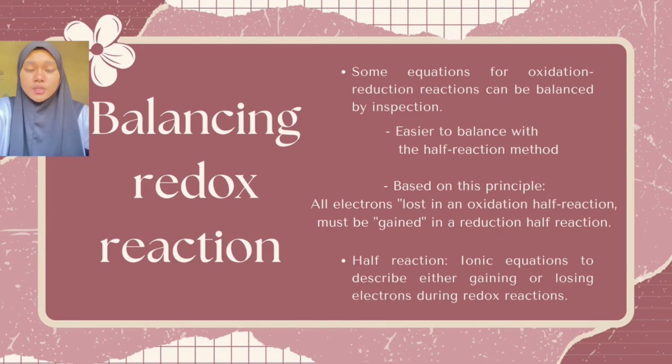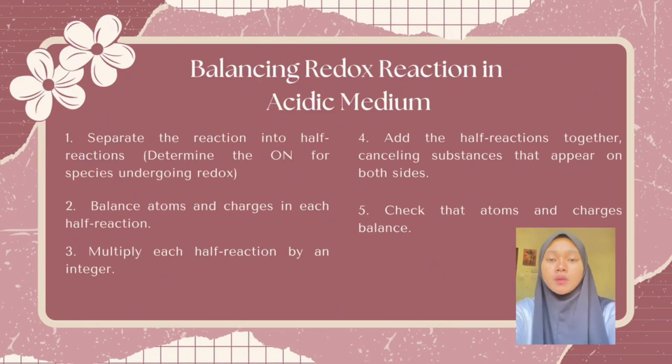Based on this principle, all electrons lost in oxidation half reaction must be gained in a reduction half reaction. Half reaction, a unique equation to describe either gaining or losing electrons during redox reaction. Balancing redox reaction in acidic medium. Number 1, separate the reaction into half reaction determined on the oxidation number for species undergoing redox.